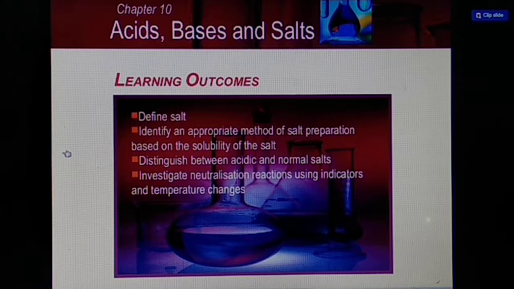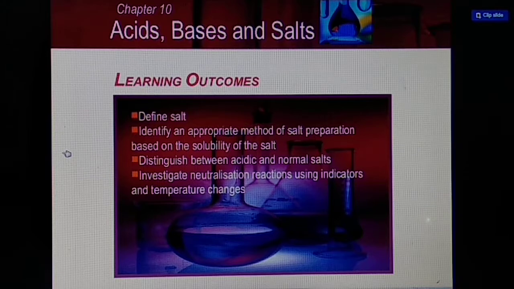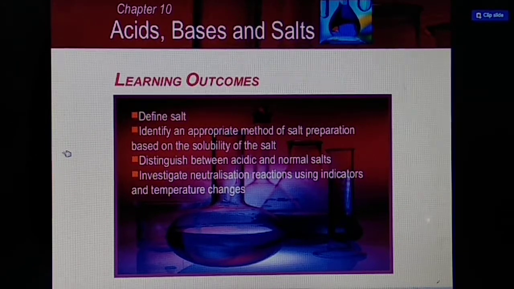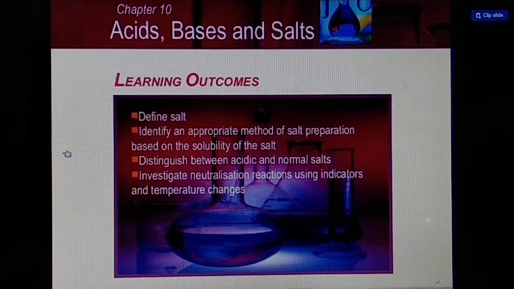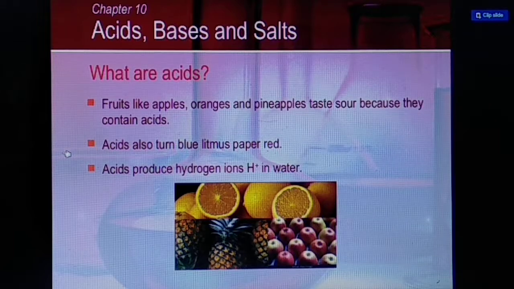Next learning outcome, students, we have to discuss: define salt, and identify an appropriate method of salt preparation. We will discuss, students, that salt is prepared by the reaction of acid and base. So students, acid, base and salt, that we have to discuss. And one thing I am telling you, salt is prepared by the reaction of acid and base. We will discuss three types of salt: acidic salt, basic salt and neutral salt. Next students, first topic, that is, what are acids.